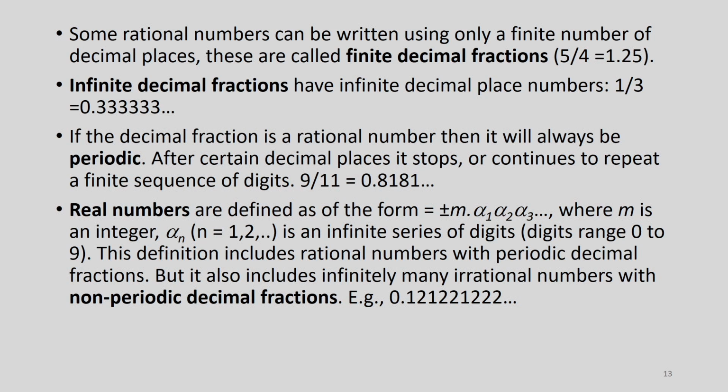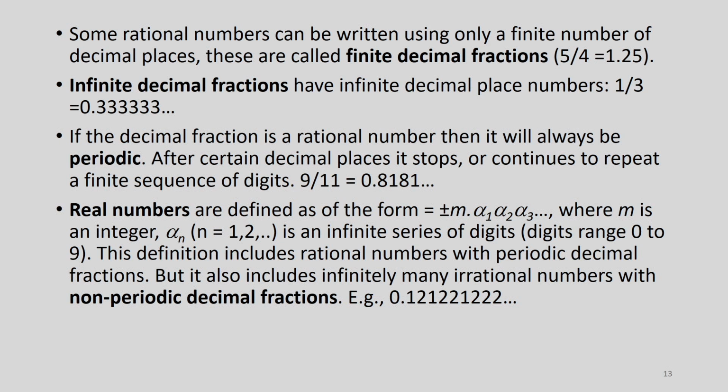Now, one important thing is that some rational numbers can be written using only a finite number of decimal places. These are called finite decimal fractions. So, for example, 5 divided by 4 is equal to 1.25. So, only a finite number of decimal places. But some rational numbers are called infinite decimal fractions. For example, 1 divided by 3 is equal to 0.33333, it will go on like that, right.